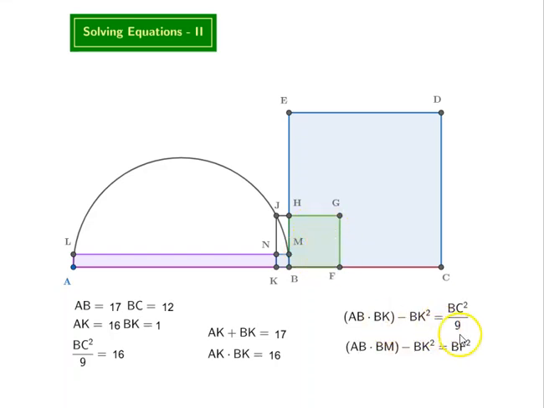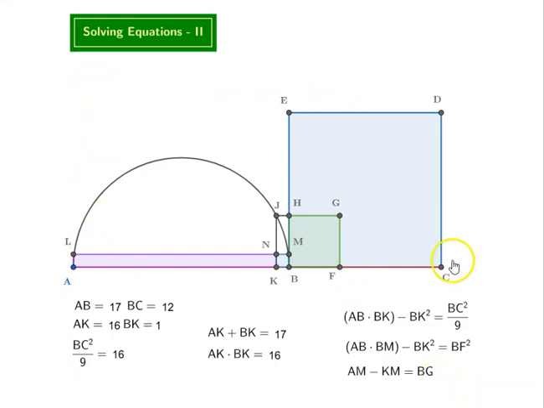AB times BK minus BK square equal to BC square by 9 can be written as AB times BM, because BK is equal to BM, minus BK square is equal to BF square. And AB times BM can be written as AM, minus BK square can be written as KM. BF square can be written as BG. So AM minus KM equal to BG.